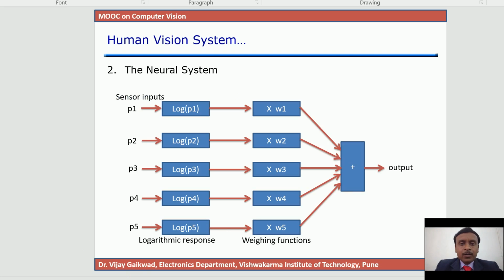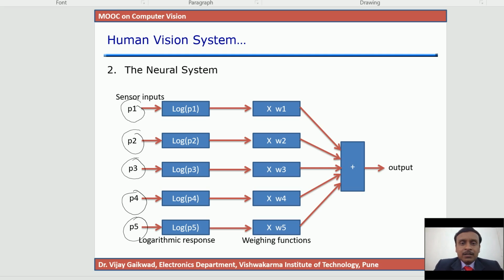The next component of the human vision system is the neural system. The information is gathered by millions of sensors, which are rods and cones. Let us give every single signal from a sensor a name, say P1, P2, P3, P4 and P5. These are various sensor inputs. This is the information collected by the rods and cones, and then the logarithm of each response is calculated by the eye. So we get log of P1, log of P2 and so on.